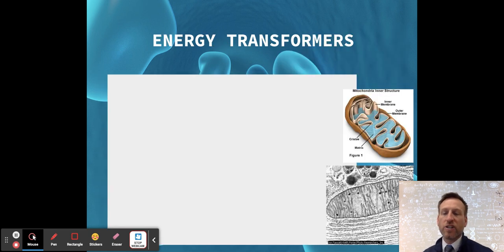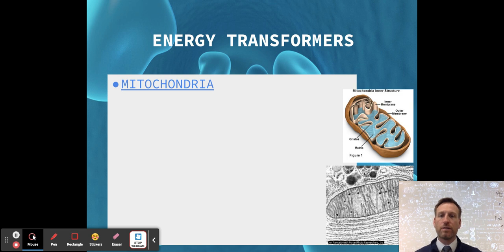All right, we're changing from boundary organelles to now organelles that are energy transformers. So a new little subheading here, energy transformers. There's two of these. First one, the mitochondria. Okay, so that's pronounced mitochondria.